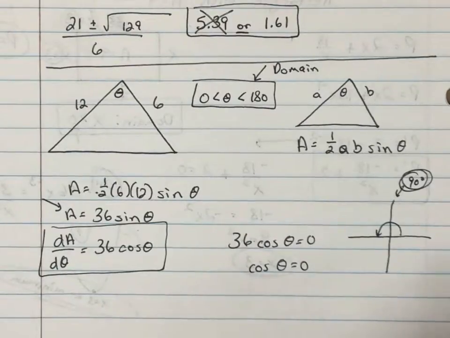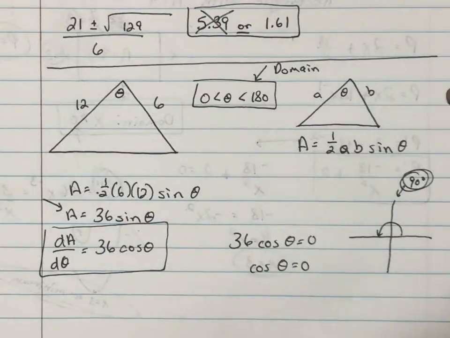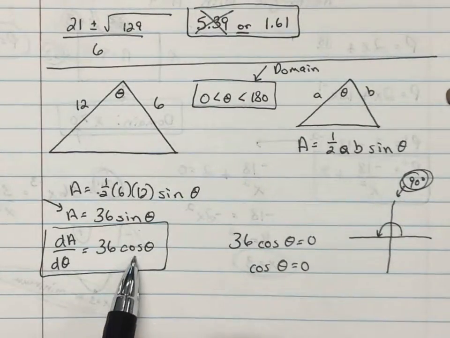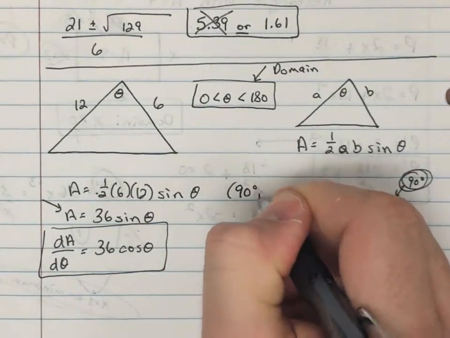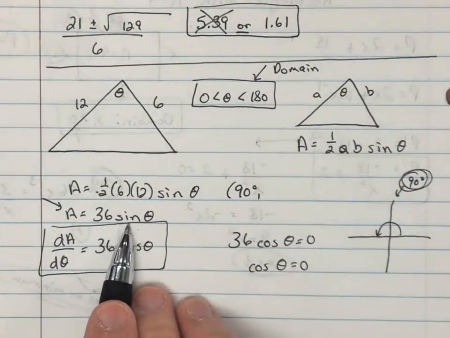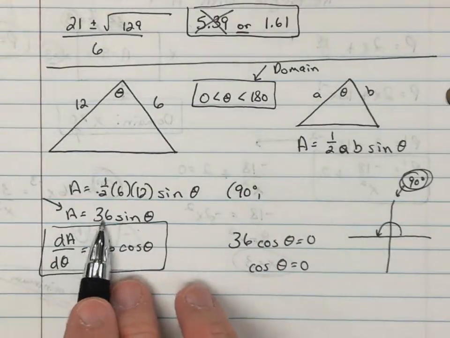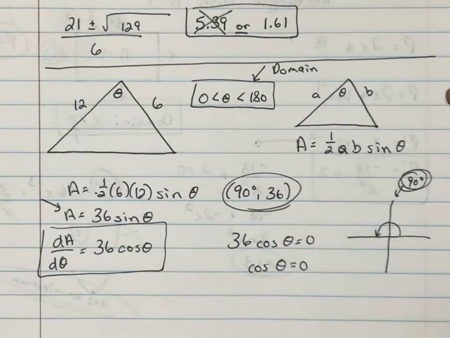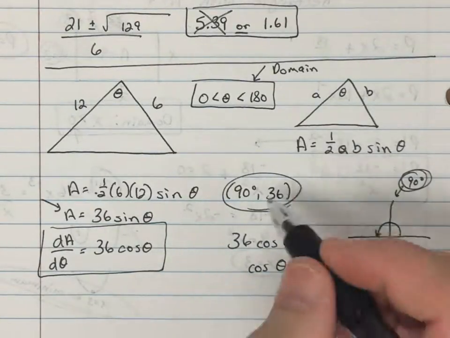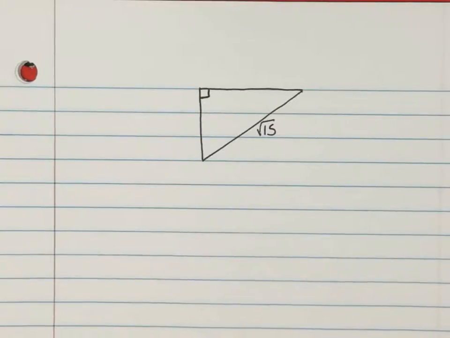So I've got a critical value at 90, which actually makes this a right triangle, and it makes it really easy to find the area. You really don't have to use this formula anymore if you don't want to. But the maximum area is going to occur at 90 degrees. You can plug it in now. The sine of 90 is 1, correct? And the area would be 36 times 1, which is 36. That's your maximum area. You can try different degree measures, but that's going to be the one that gives you the largest area possible.